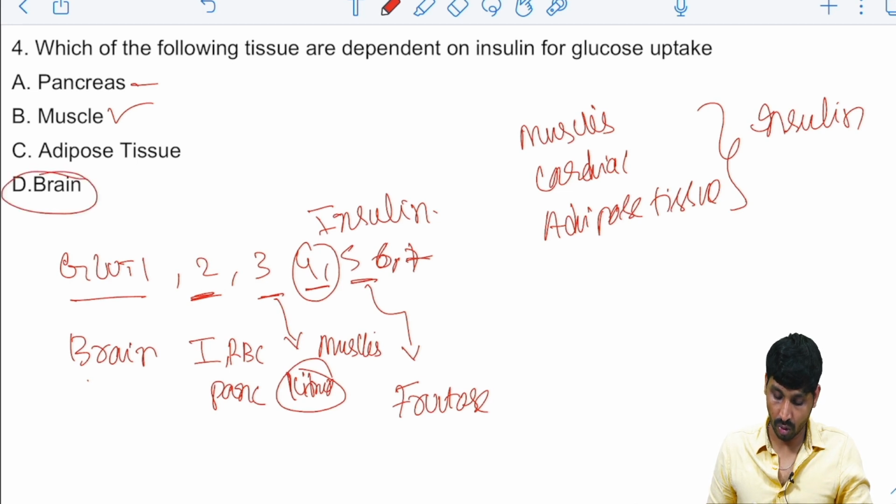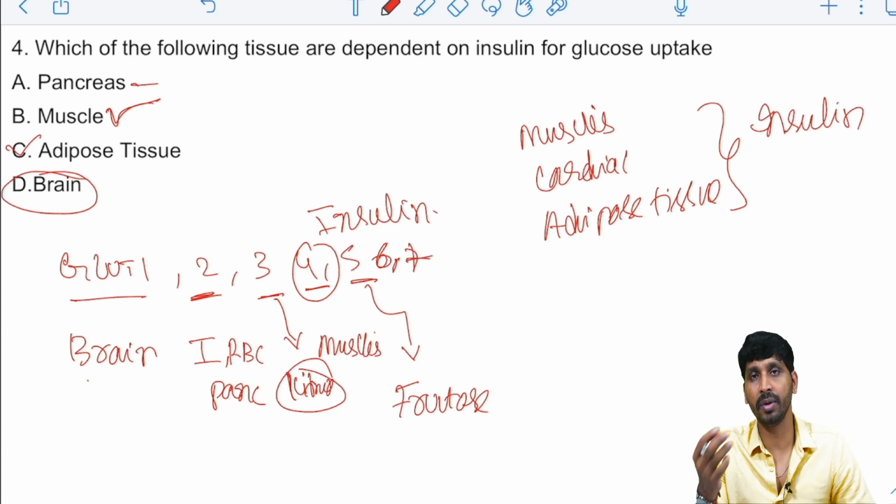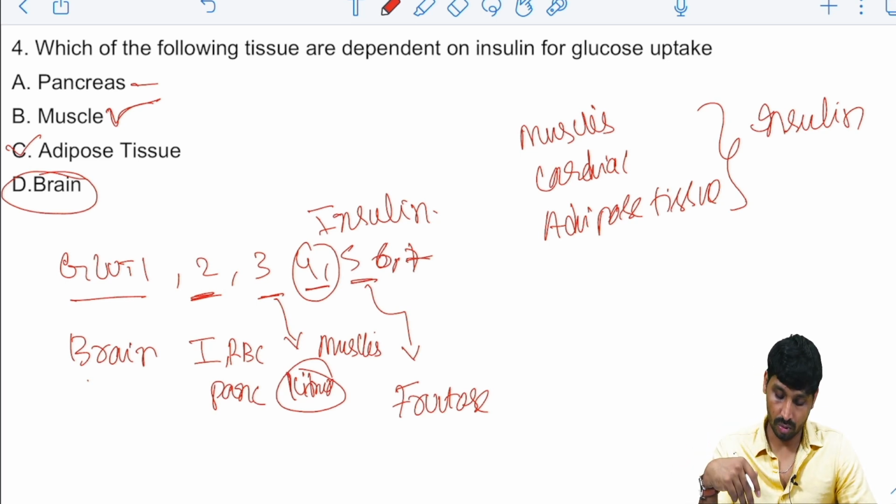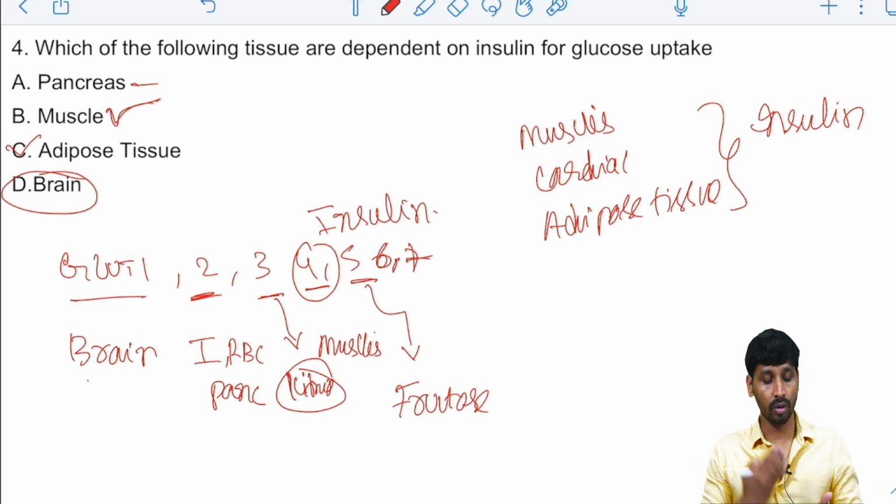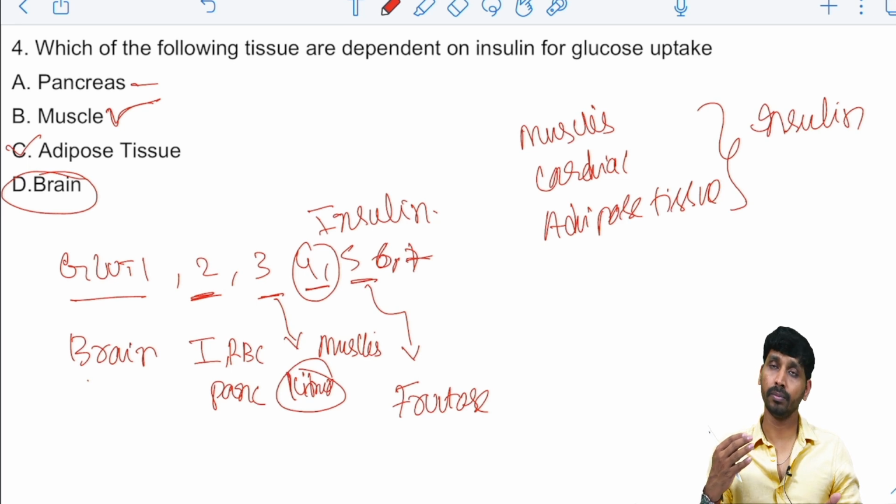Brain is a ruled out option. I can say muscle, and adipose tissue is also a good answer. Two options were given in the answers posted by students. So muscles and adipose tissue both are correct. You have to rule out the extra option they have given in place of adipose tissue or in place of muscles. Otherwise, under insulin, both adipose tissue and muscles, especially skeletal or cardiac muscles, are under the influence of insulin.